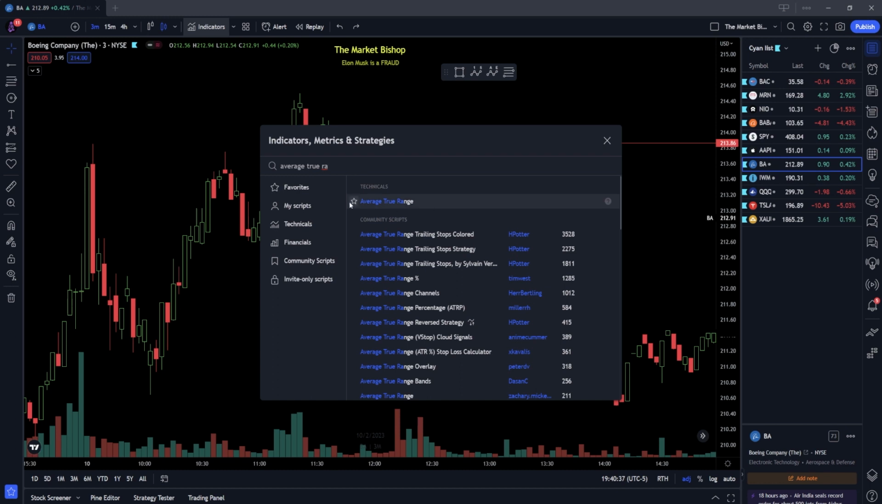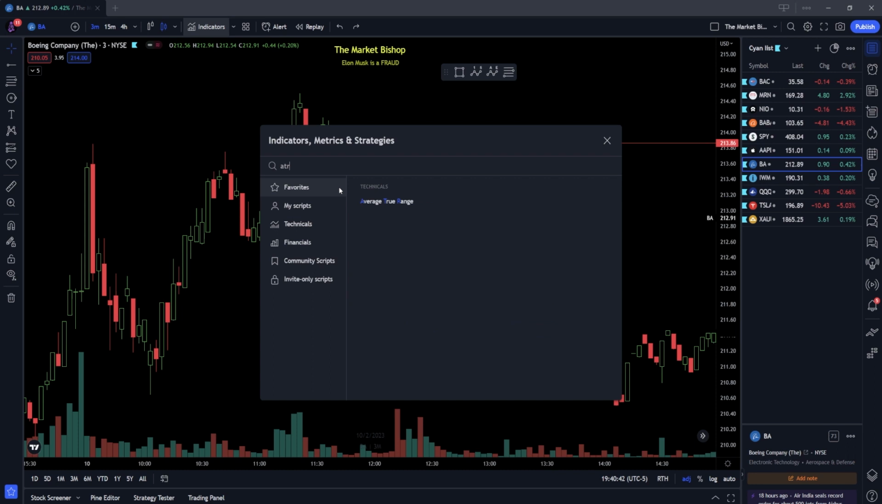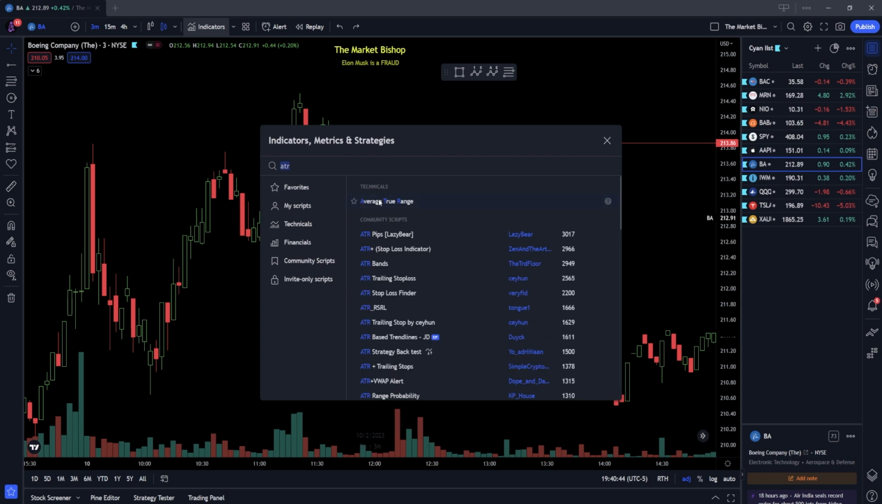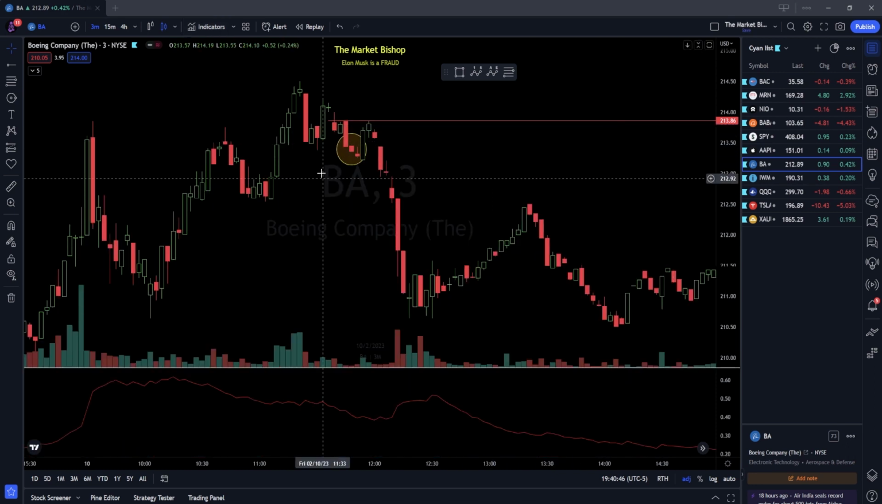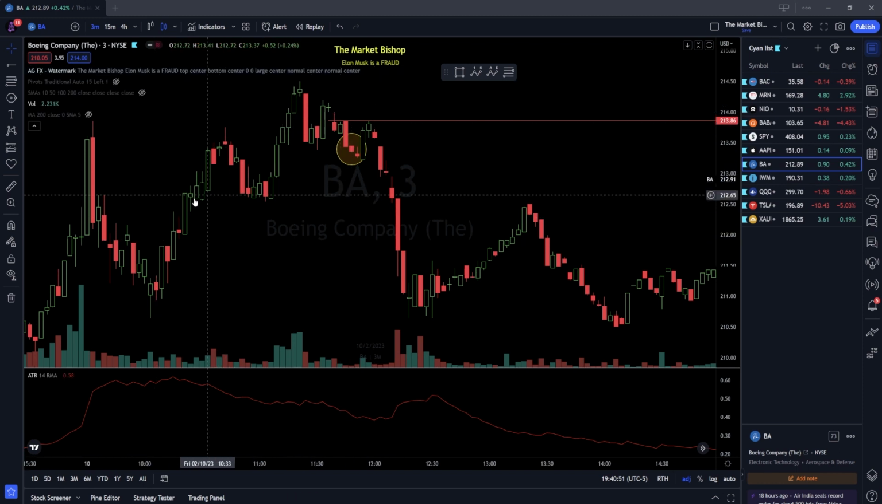So if you search up average true range and you can't find it, just search up ATR. I'll show you really quickly. If you search up ATR, you find the same thing. And what you do is you add this to your chart, and it basically shows the average range of the candlesticks throughout the time frame or area that you're looking at, right? So as you can see over here on the bottom, it says ATR. And right next to the letters RMA, it has a number, and that number is 0.27.